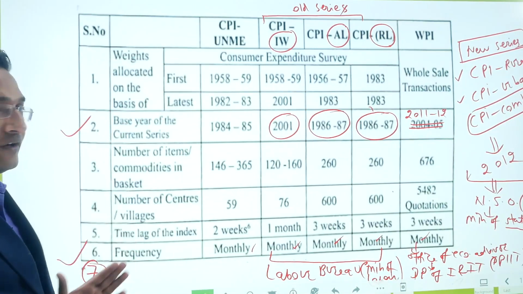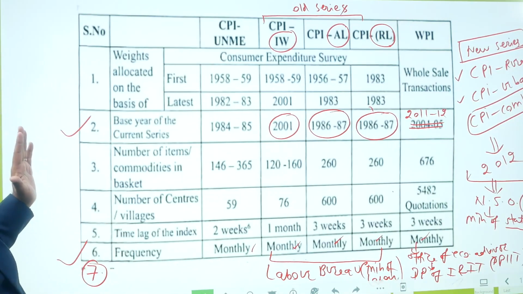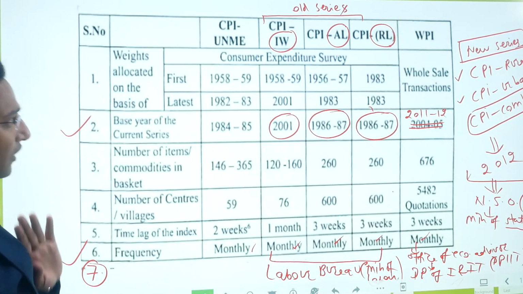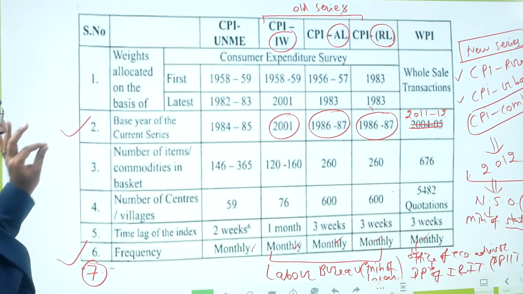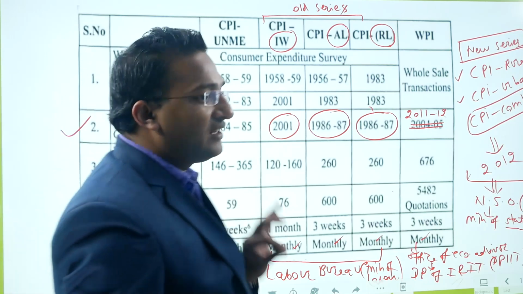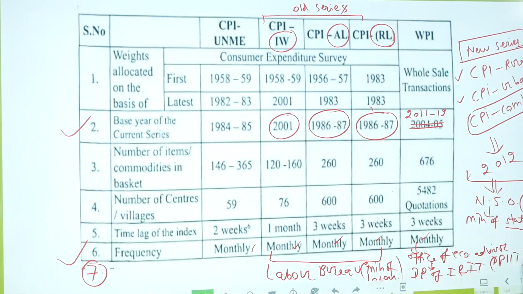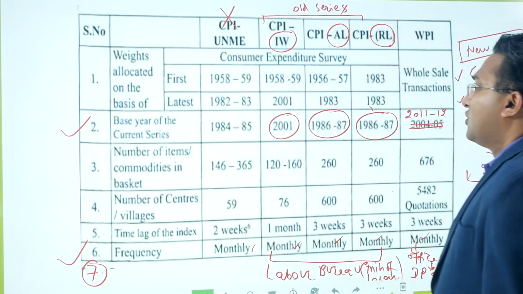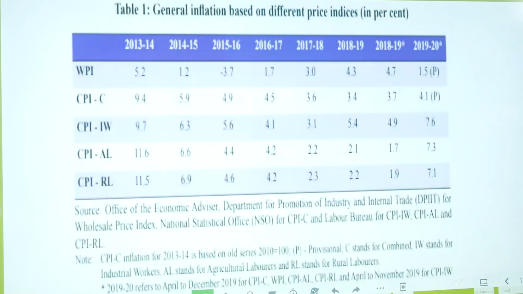So it is very clear that these are the major indicators. For us, what is important is the base year, frequency, and which agency is giving these figures. This is what is required from the examination perspective. Everything else is not important. This index is no longer in use, so don't get confused.